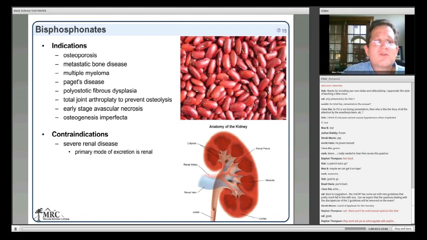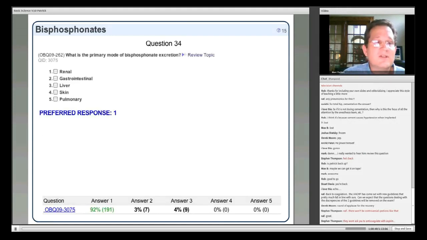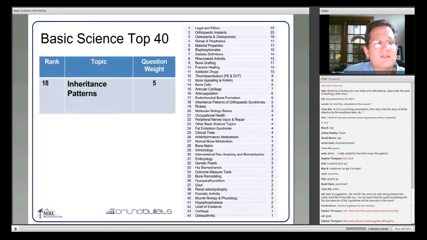And there's a picture of a bean here because you shouldn't use it in patients who have severe renal disease, because that's the primary mode of excretion. About 90% of y'all got that one right too, so that's great. A good second guess would be liver, but let's remember those beans for bisphosphonates.